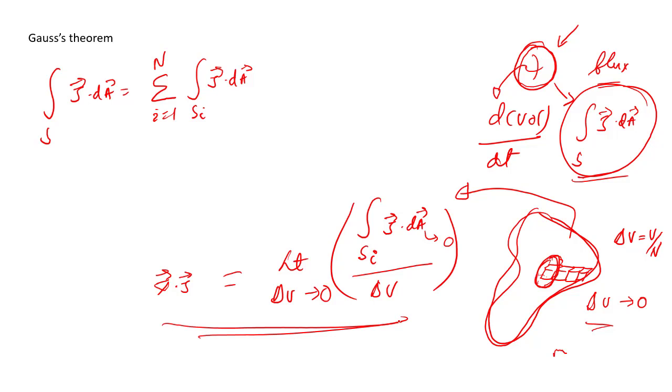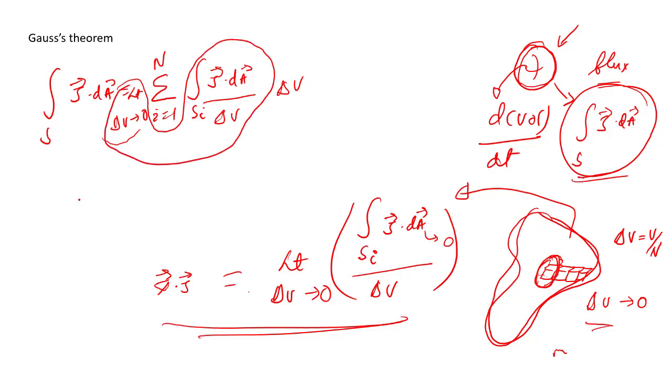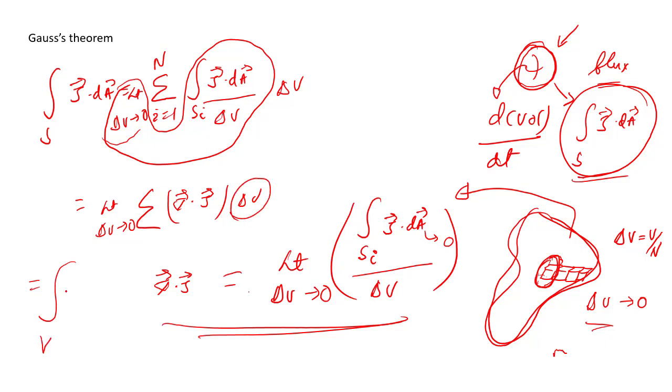Given this fundamental definition, we can divide by delta V, and in the limit delta V goes to 0, this part is the divergence, del dot J. Then I have another delta V, and in the limit delta V goes to 0, the summation is simply an integral, but a volume integral because it's over delta V, so you have del dot J dV. So you are relating the surface integral, the net flux, to the divergence.